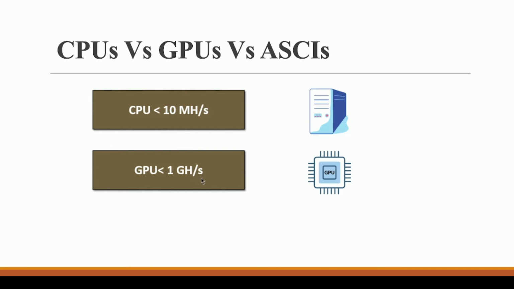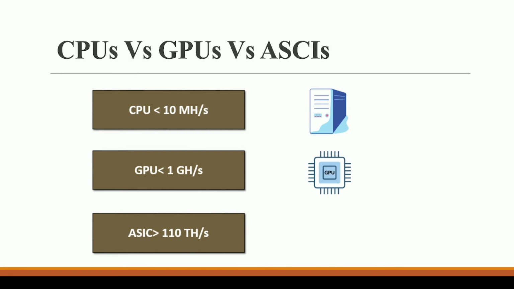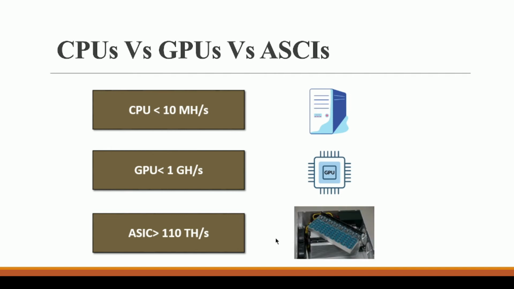But what miners are actually using now is ASIC. What is this ASIC? ASIC is also a technology with the help of which miners are able to generate 110 trillion hashes per second. So you can see that among all these technologies, ASICs are the fastest. This is what makes ASIC so powerful.